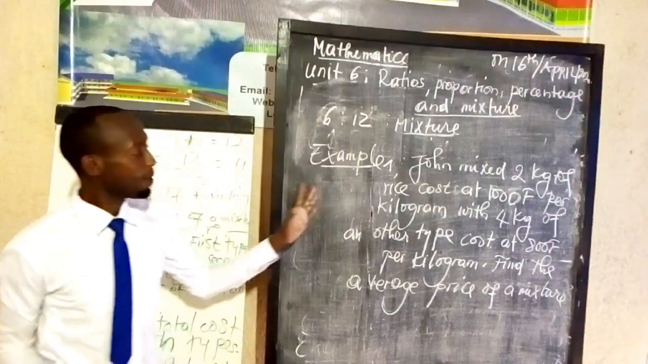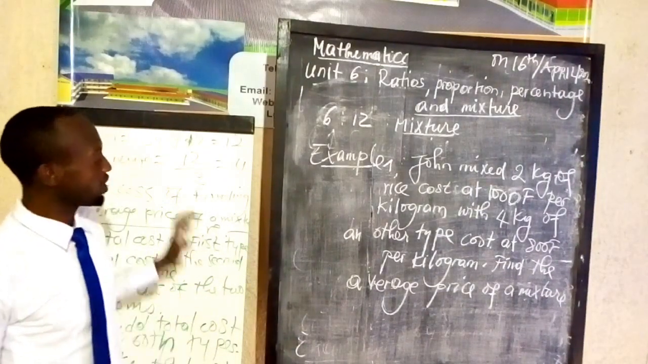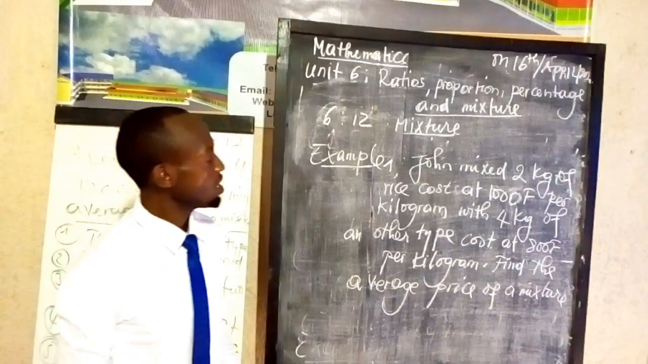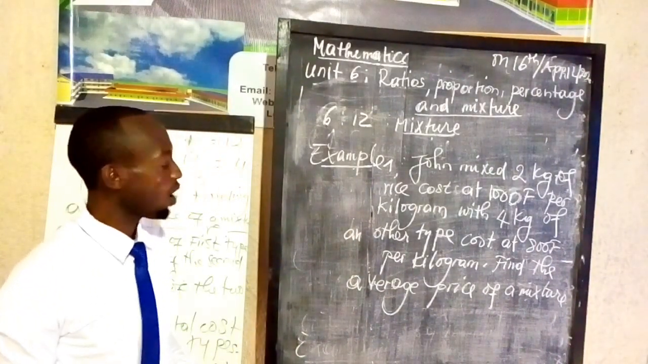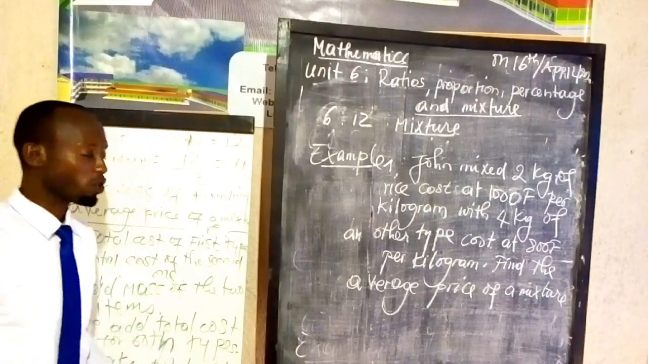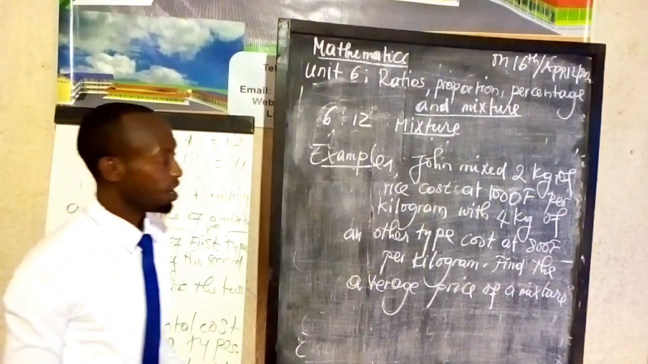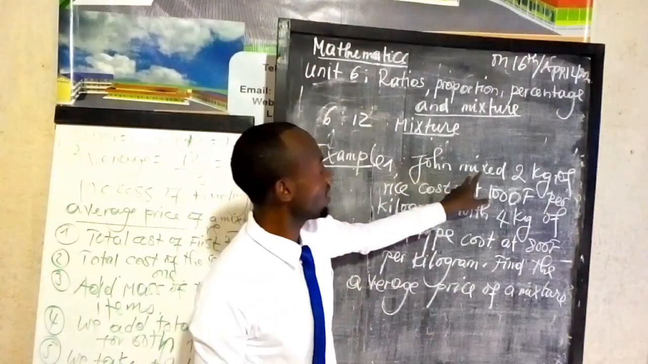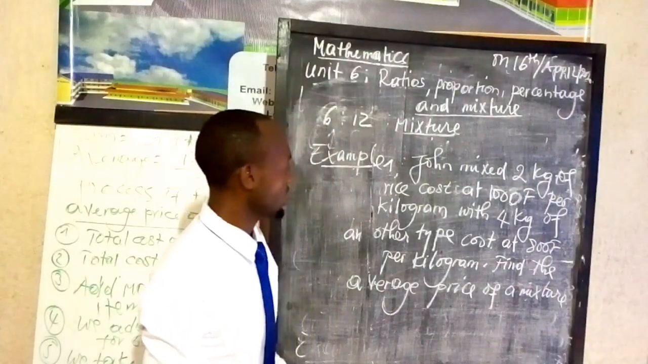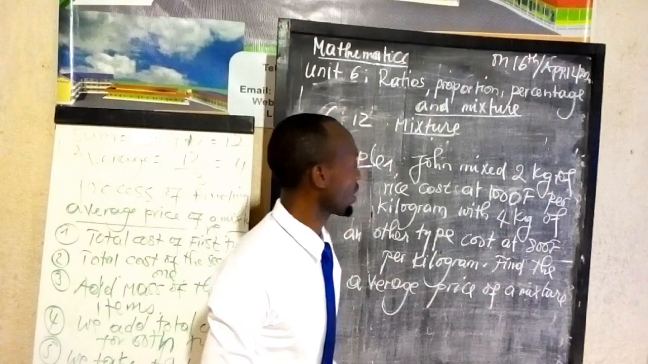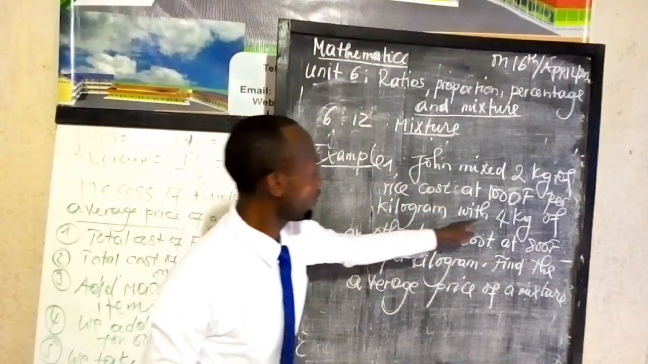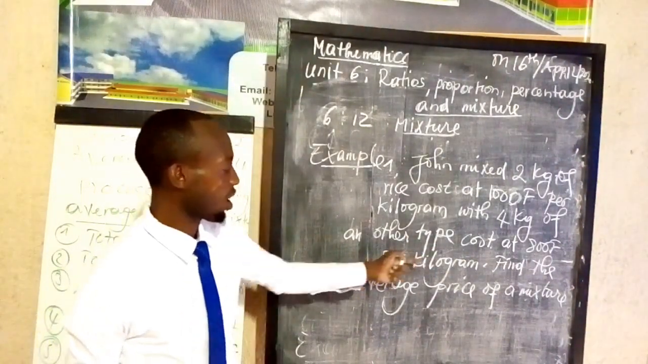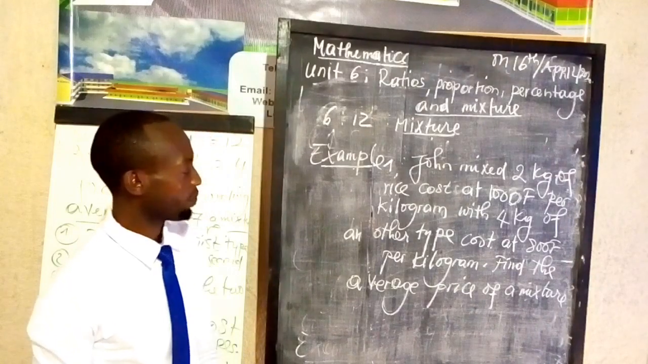Okay, on the blackboard we have an exercise about finding the average price of the mixture. Let's analyze this problem together and look for the first type and the second type, following this process. The example is: Johnny mixed 2 kilograms of rice costing 1,000 francs per kilogram with 4 kilograms of another type costing 800 francs per kilogram. Find the average price of the mixture.